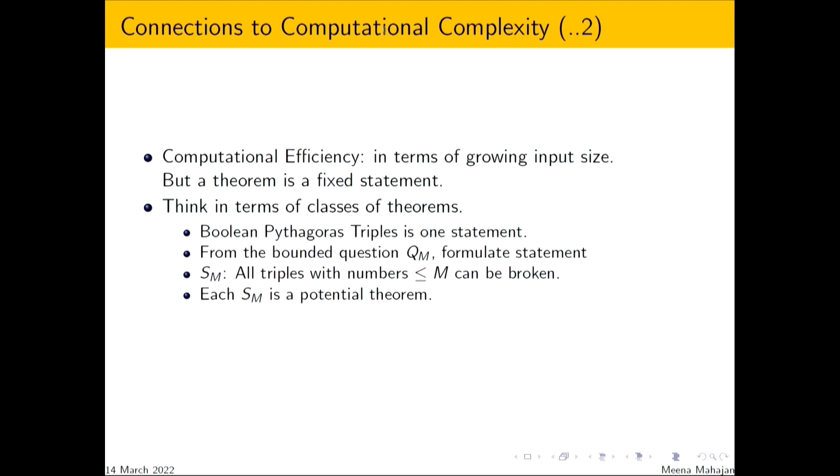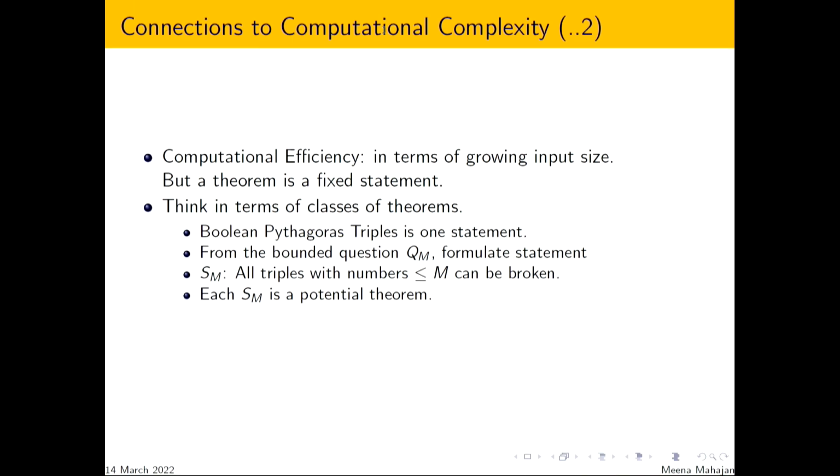Well, to bring in this aspect, you have to think of a theorem in terms of classes of theorems. As an example, this Boolean Pythagoras triples problem which I mentioned, it said can you partition all the natural numbers, but we can look at bounded versions of it. Can you partition the numbers up to n? Can you partition the numbers up to 2n, up to 5n? As n increases, the theorem has changed. It's essentially the same theorem, but something in it has changed.